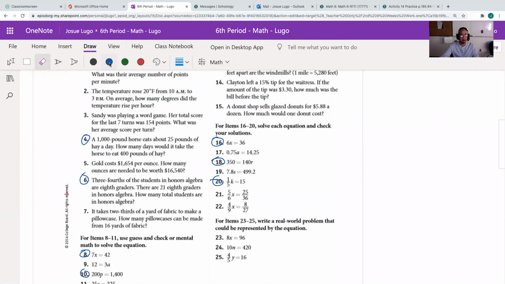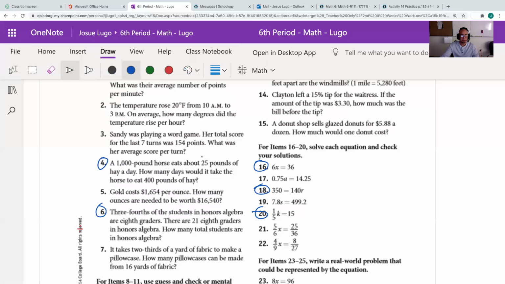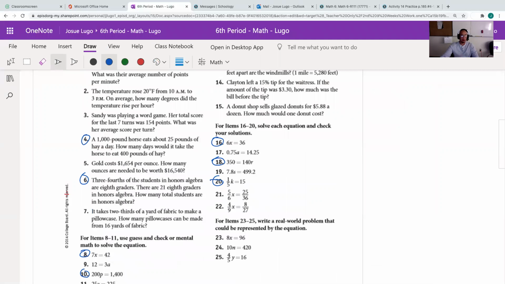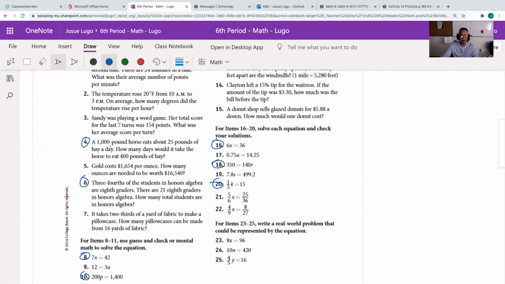All right, let us begin with number 4. Number 4 reads, a 1,000-pound horse eats about 25 pounds of hay a day. How many days would it take the horse to eat 400 pounds of hay? Hey, that rhymes. I just realized that. Anyways, let's circle the important information, same as we would do with a warm-up. So we have a 1,000-pound horse. Some would be tempted to circle the 1,000-pound, except that it's just talking about the horse. Okay, so the horse eats 25 pounds of hay a day.